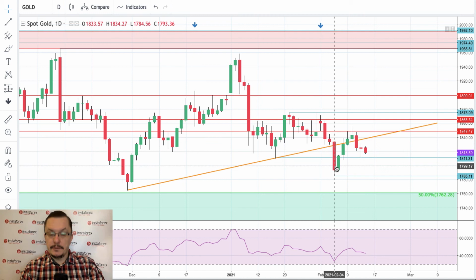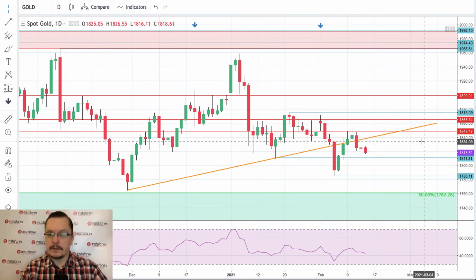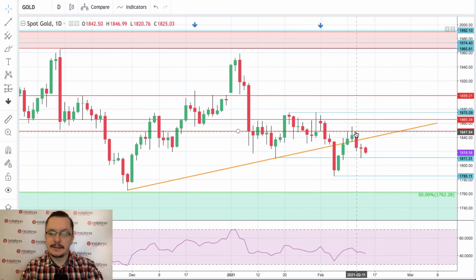We recently made a low on the level of 1,784 on the 4th of February 2021. Then we bounced slightly above this trend line here. We bounced, and then of course we made some kind of a very interesting candle around the level of 1,848, and since then we are going down again, because there is a red candle that closed below this short-term trend line again. Then we have a test of the local technical support at 1,811, and then again we are starting with a red candle.